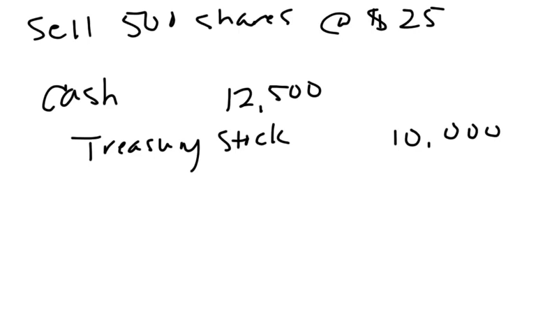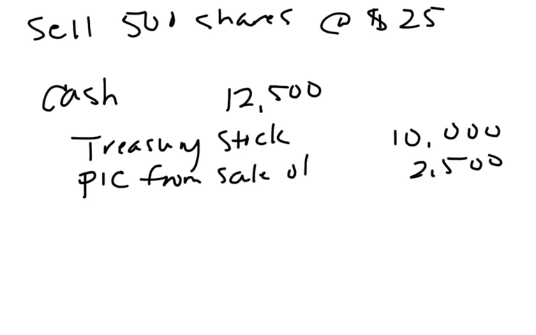Well, we've got a difference here. I need a $2,500 credit. It's kind of like I sold it for more than I bought it for, and I did. I sold it for more than my cost in it. So that's a good thing for us. And since this is equity, this is going to be additional paid-in capital, because someone has purchased stock in my company. So I have additional paid-in capital from the sale. So we have another paid-in capital account: paid-in capital from sale of treasury stock, if you can read that scribble. That's where the $2,500 is going to go.